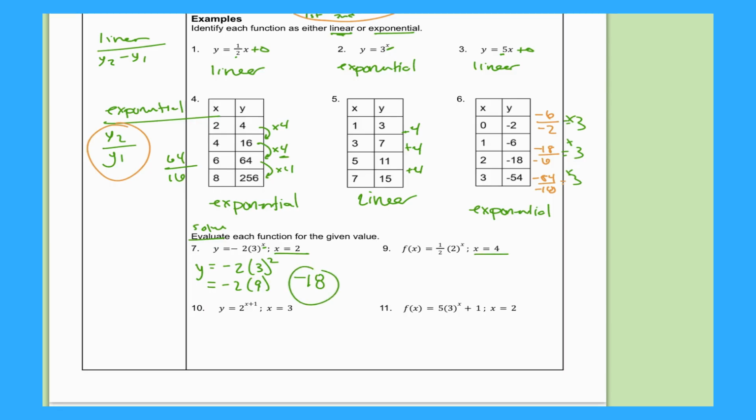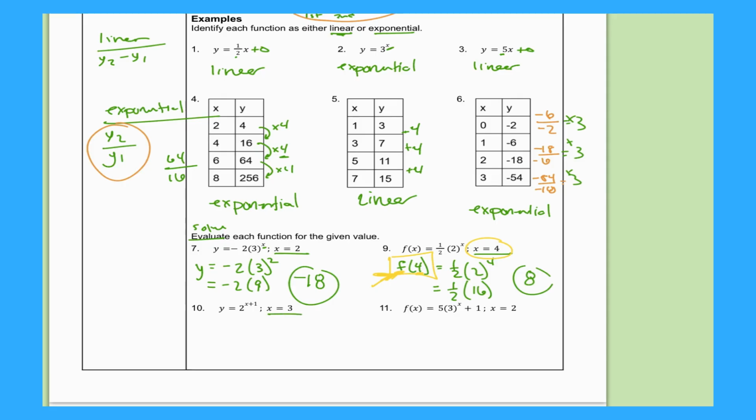And number 9, we're replacing x with 4. So this one's in function notation. This part here just tells us that I'm going to evaluate this function when the x is 4, because it tells me x is 4 here. So this is just for information purposes only, and we don't actually use this part in our solving. So when I start solving, I'm only looking at what comes after the equal sign. But again, exponents first, so 1/2 times 2 to the 4th is 16, and then 1/2 times 16 is 8.